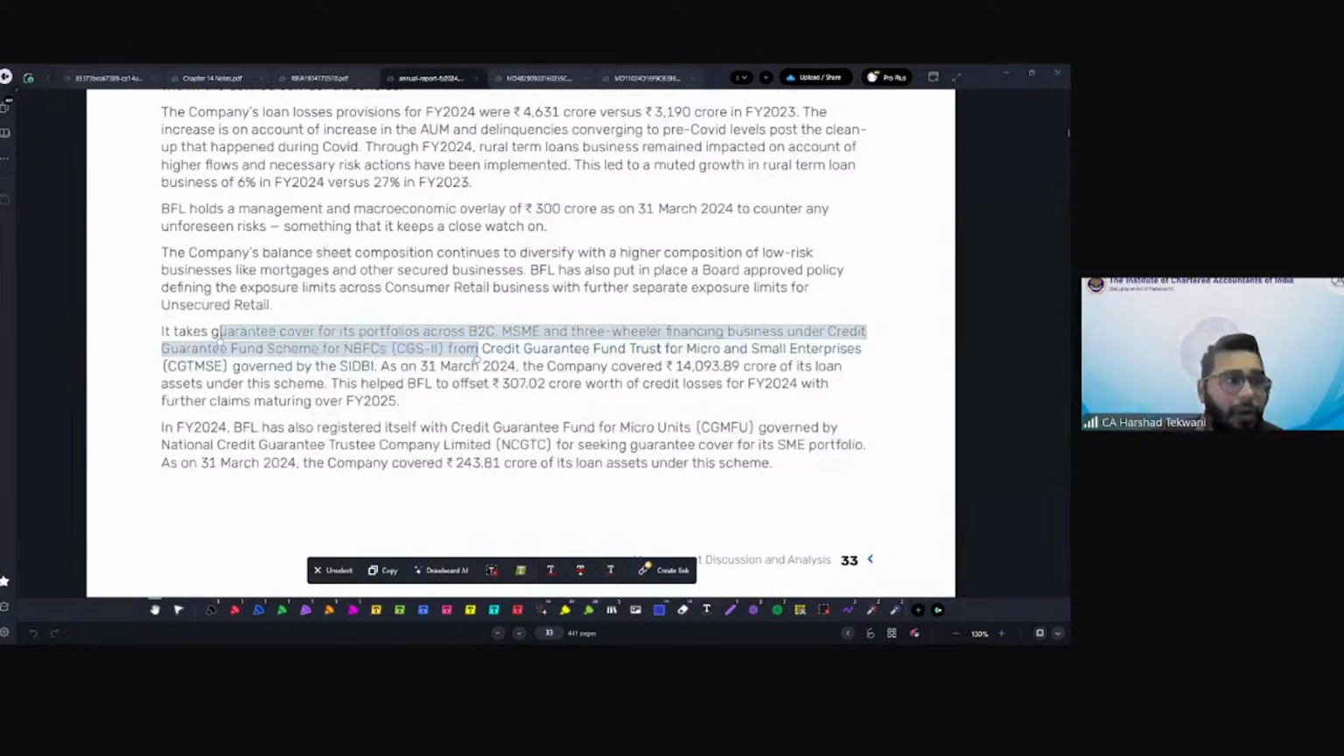Any doubt till now in understanding this particular point? So evaluation of internal control is a must. Then understanding of various directions, various norms is necessary. Then only you will be able to perform procedures.